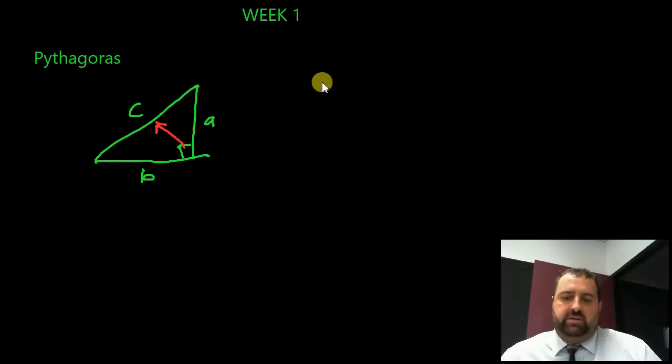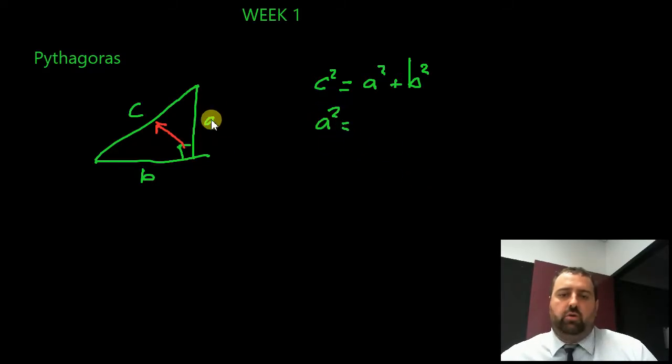So Pythagoras' theorem says that if we label the triangle like that, we have the rule C squared equals A squared plus B squared. Okay, so the square of the longest side is equal to the square of the other two sides added together. The other way that I can write this rule is that if I'm looking to find a shorter side, I'm going to call that shorter side A for this. A squared is C squared minus B squared.